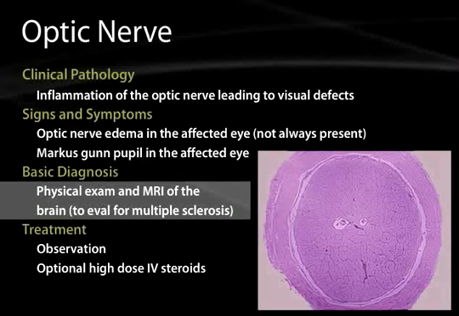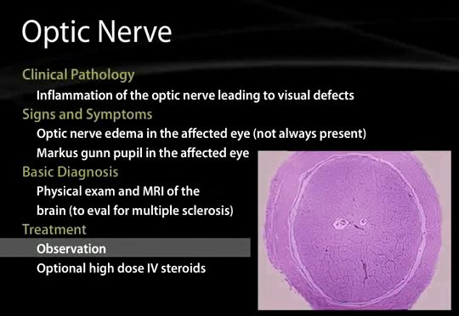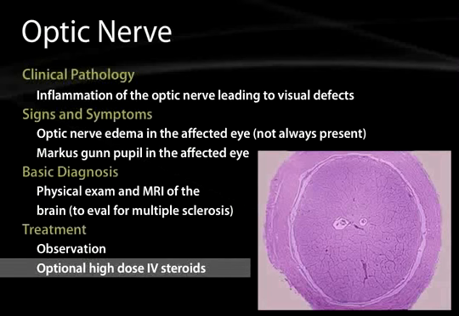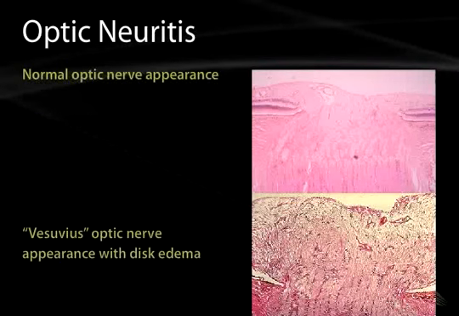It's often recommended to get an MRI to look for multiple sclerosis. The treatment is often observation, although sometimes you can advocate for high-dose steroids to stop the inflammation. Optic neuritis histologically looks like this. On the top we have a normal-looking slide, which you should recall from the previous description of the optic nerve. Optic neuritis looks like this lower picture. That's a Vesuvius optic nerve. It's exploding with inflammation and swelling. It looks markedly abnormal compared to the one above it.